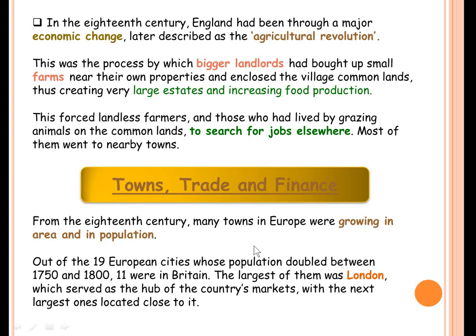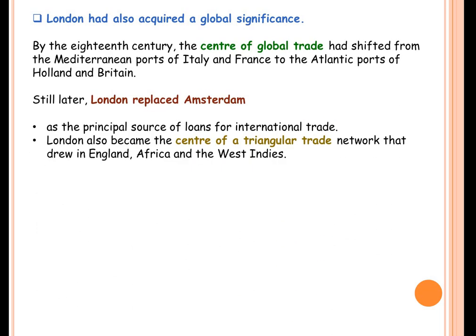The largest of the cities which expanded was London, which was the hub of the country's market. It was the main center of the country's market, with the next largest ones located close to it. So many people came for trade. People had more exposure when they came to London, and coming to London was like a trip in those days itself, because an intermixture of people, trade and so many things could be found there. London acquired a lot of global significance because what you could not find elsewhere was found in London, because it was the main center which expanded at the expense of industrialization.